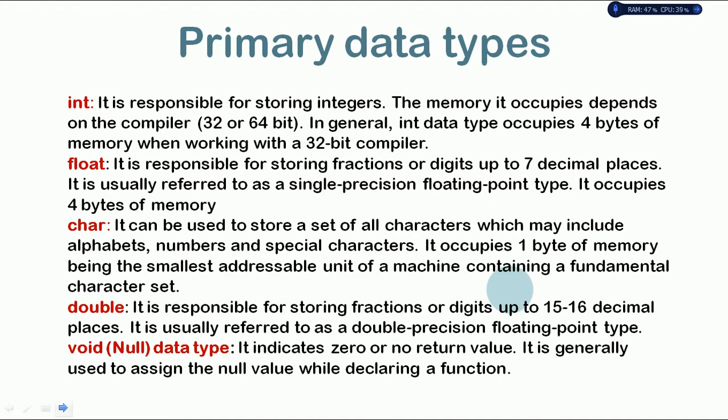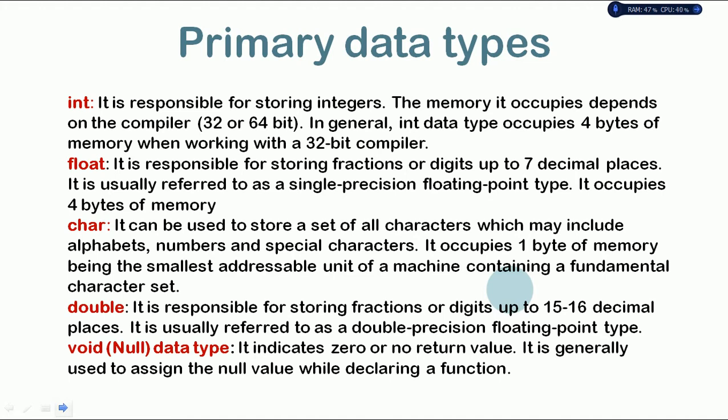Now coming to integer, the memory it occupies depends on the compiler actually. In general, the int data type occupies 4 bytes. 1 byte equals 8 bits, so in order to store one integer value, it requires 32 bits of space. That space is allotted by your compiler when you declare a particular variable of type integer.